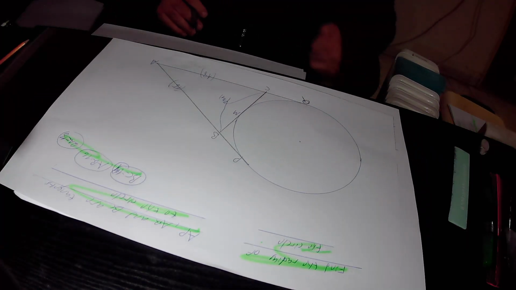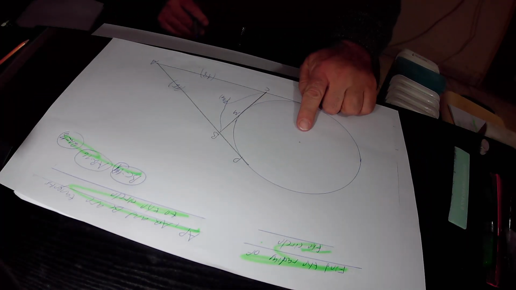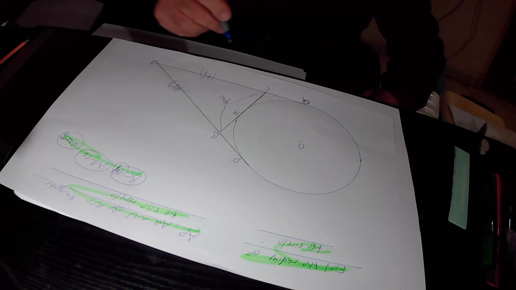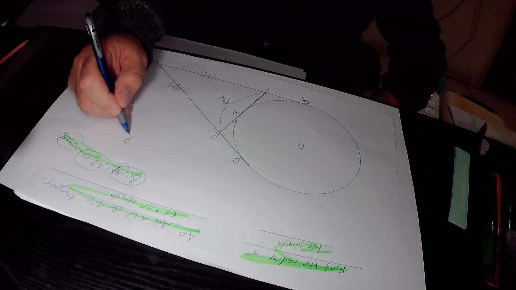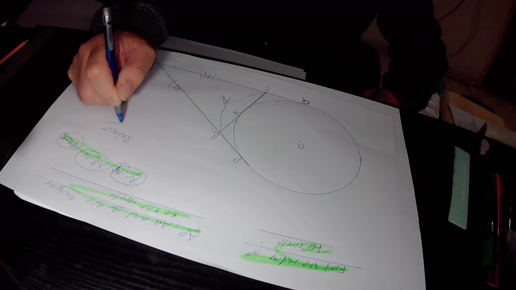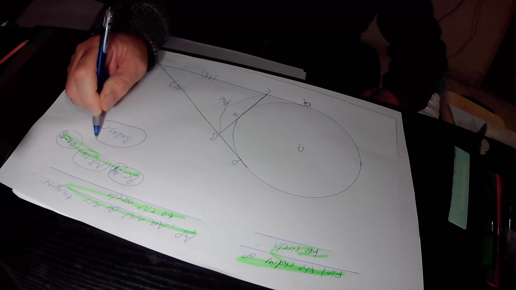We define the center of this circle. This point is point O. We define the radius of this circle, R. That is the radius that we are looking for in this question.